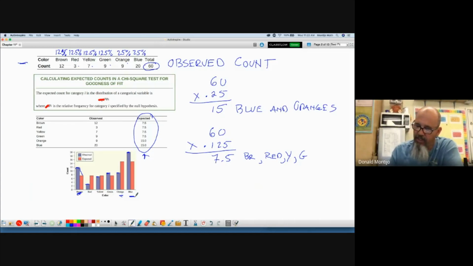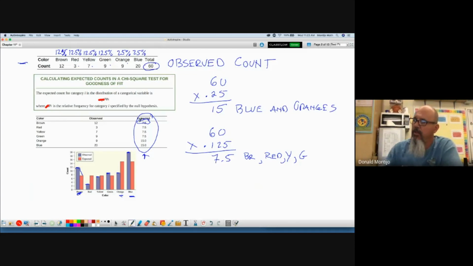And it couldn't be, because it's okay to have expected values that are decimals, like 7.5. Well, we can't have half an M&M. Either we have the M&M in the bag or we don't. So expected counts won't always be whole numbers, and that's okay.